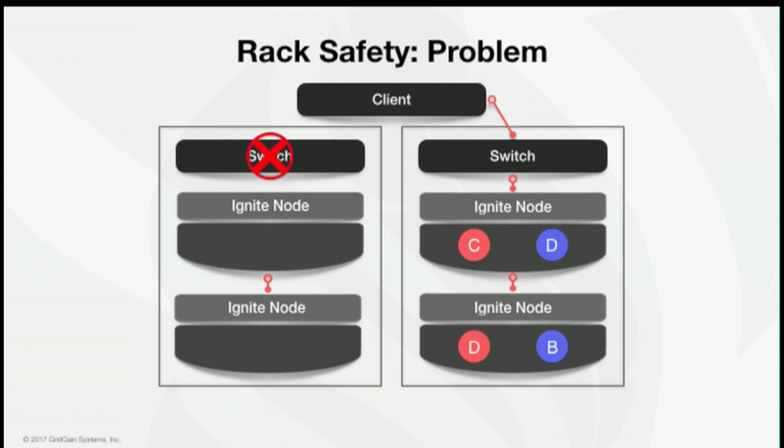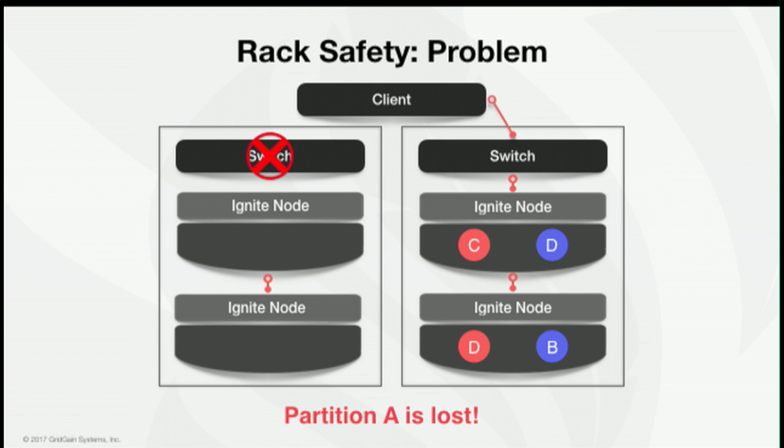So what happens in this case? We again have a problem, because we don't have a partition A here. We have B, we have C, we have D, but we don't have A. So partition A is lost, which makes our system unavailable and inconsistent. And you will get an exception when you try to get something from this partition A.